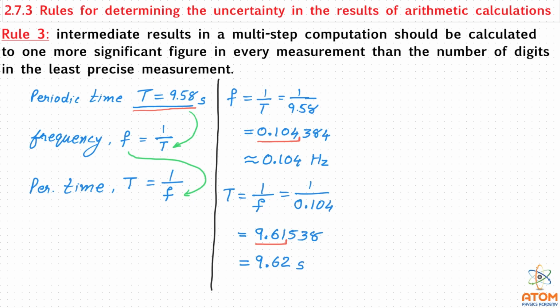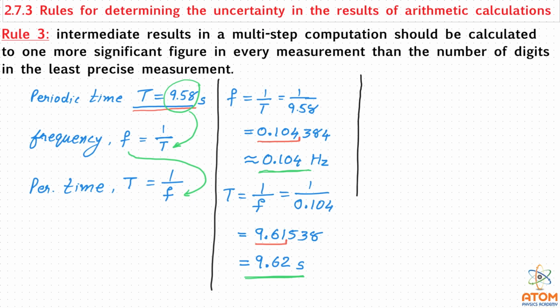Now see what happened here. We started from 9.58. The periodic time was 9.58, and we are getting back 9.62. So we are not getting the value from where we started. This is because we rounded off this intermediate value to 0.104. So that's why rule 3 is given, that in intermediate results we should add one more significant figure. So let us do that and check whether we get the correct answer back.